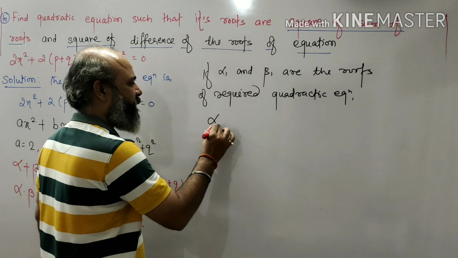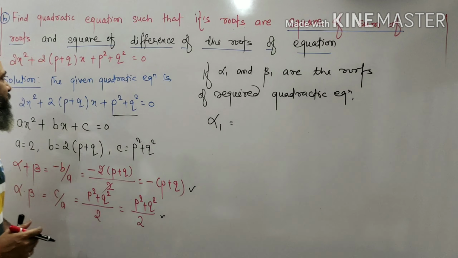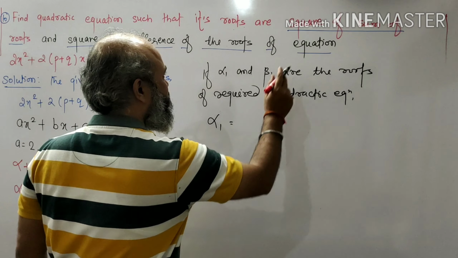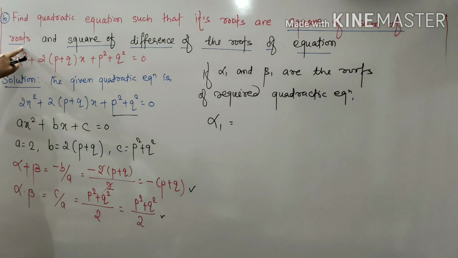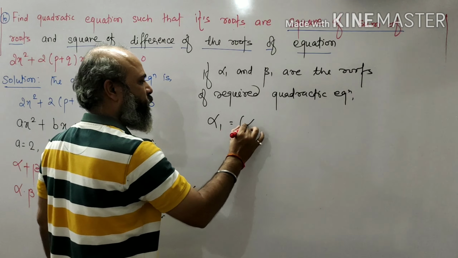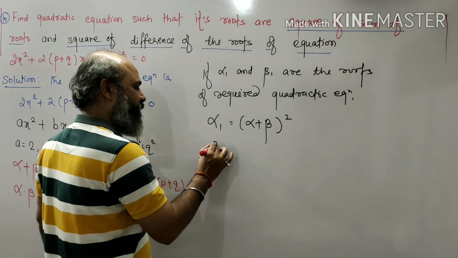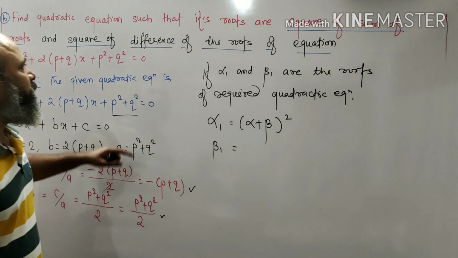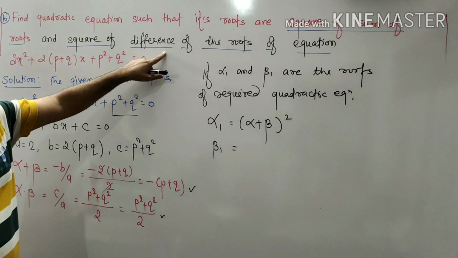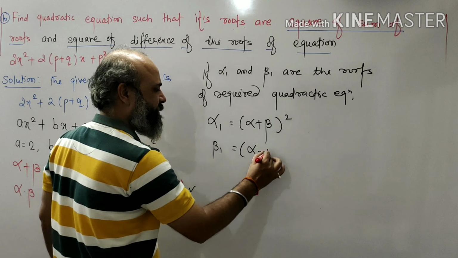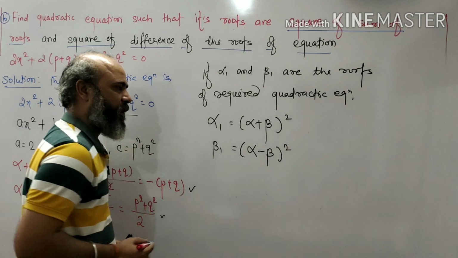alpha 1 is what? Alpha 1 is the square of the sum of the roots. The square of the sum of the roots means alpha plus beta the whole square. And beta 1 is the other root, the square of the difference of the roots. Square of difference means alpha minus beta the whole square.